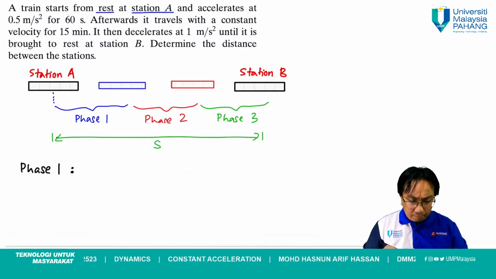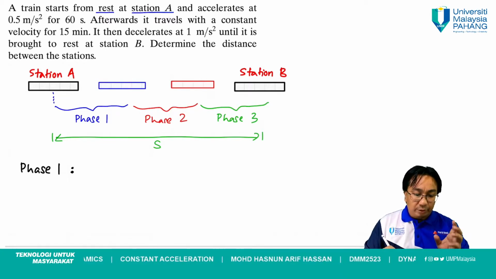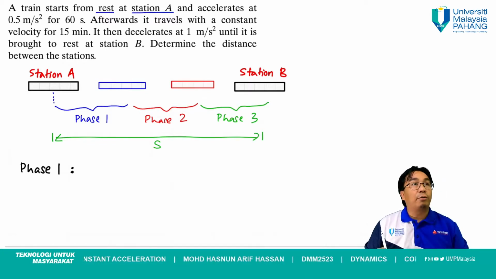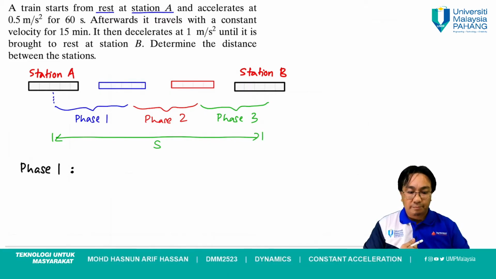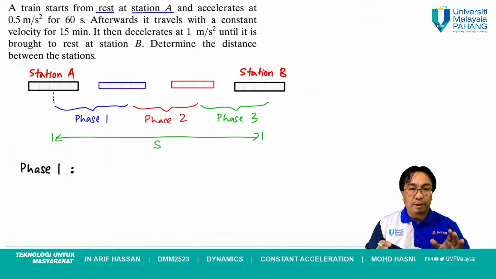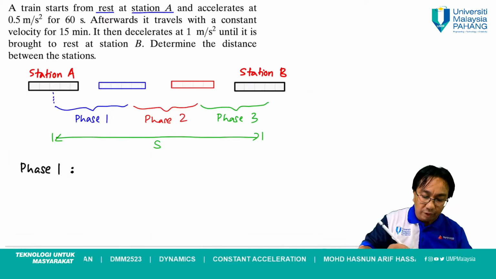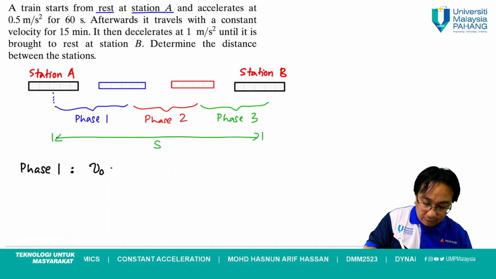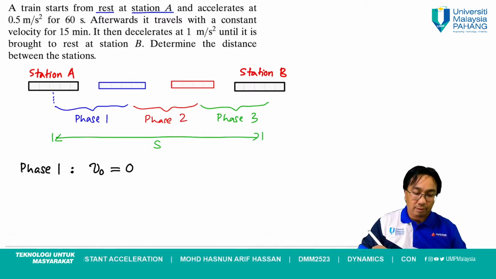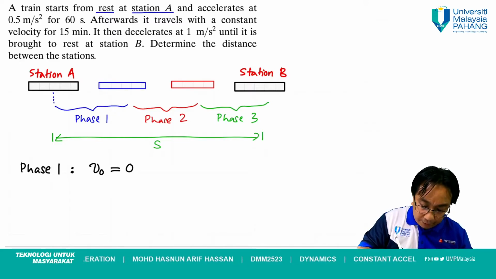Okay, so phase 1, dia cakap start from rest. Apa information yang kita boleh dapat bila dia cakap start from rest? Start from rest maksud dia pada awalnya tak bergerak lah. Jadi velocity V0 ialah berapa? Initial velocity is 0. Kosong, tak bergerak.